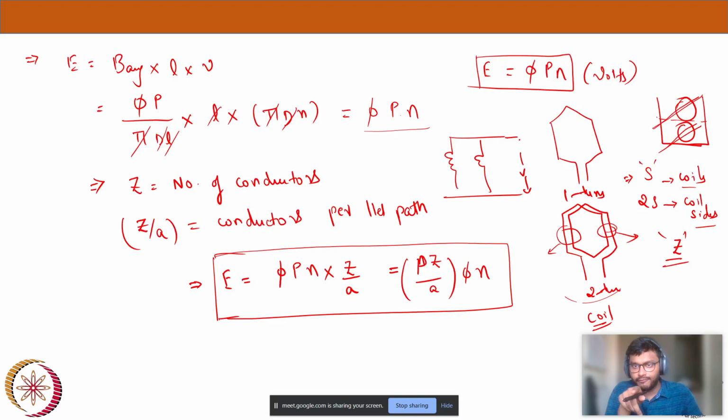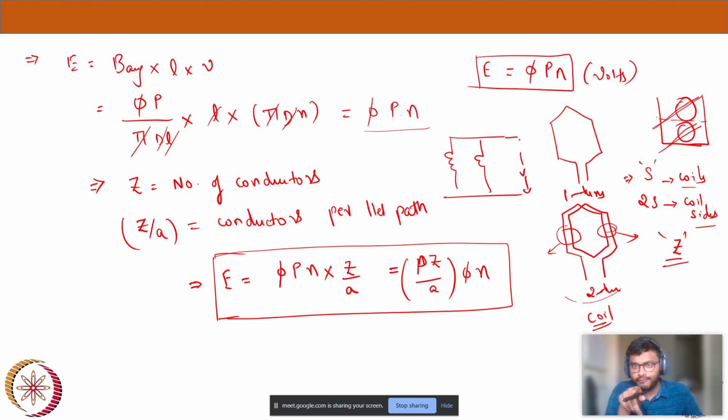Now my p will change. If it is a two pole machine, this part will be under this pole and this part under the other pole, so it is pi d by 2. If it is four pole, pi d by 4. To generalize it, we make it pi d by p. Now you multiply that by the length L, and pi d by p multiplied by L will give you the area.